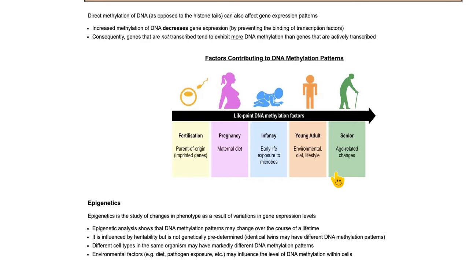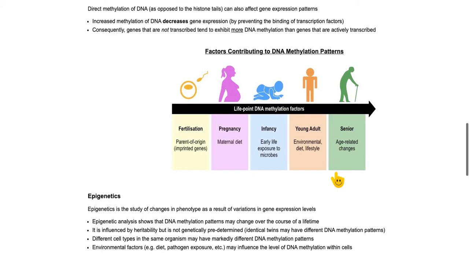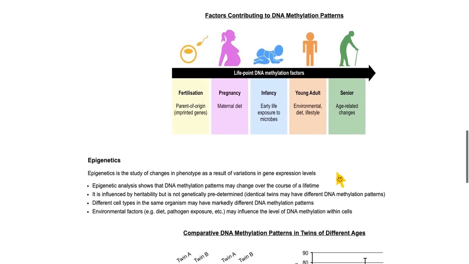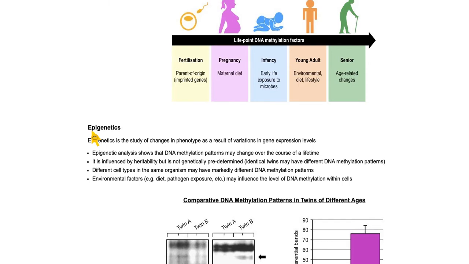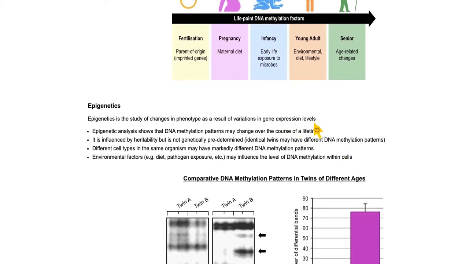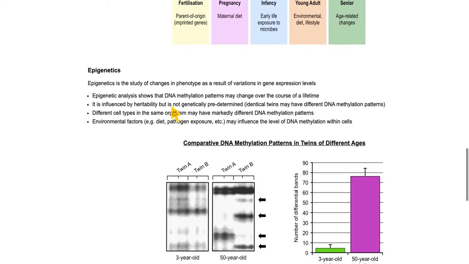DNA. So here we're talking about things that will affect your protein synthesis, right? So this is kind of strange to think that your environment is affecting your DNA and it's affecting what proteins actually get made. But it's actually a very interesting field of study, and we call this field of study epigenetics. So it's a study of changes in phenotype as a result of variations in gene expression levels. And these gene expression levels are a direct result of DNA methylation patterns over time.